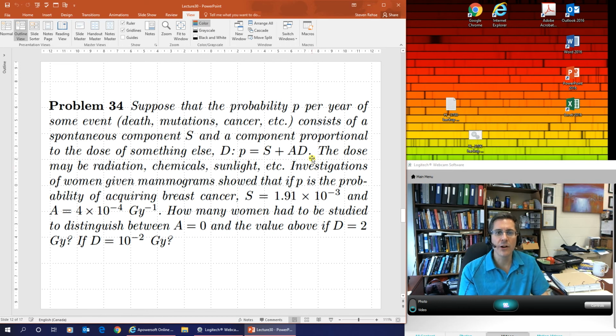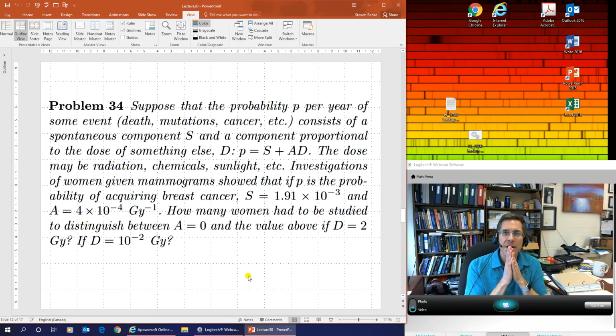All right? So let's just read the problem. Investigations of women given mammograms showed that if P is the probability of acquiring breast cancer spontaneously, 1.9 times 10 to the minus 3, and due to radiation, 4 times 10 to the minus 4 per gray, how many women had to be studied to distinguish between A equals 0, which means there's no risk of radiation from a mammogram, and the value above, which is what it actually is, 4 times 10 to the minus 4 per gray, if D was 2 gray? And what about if D was 10 to the minus 2 gray?